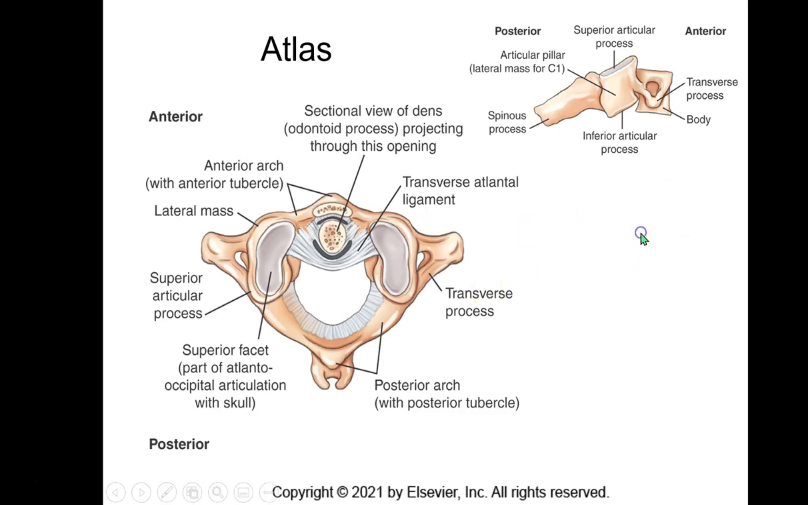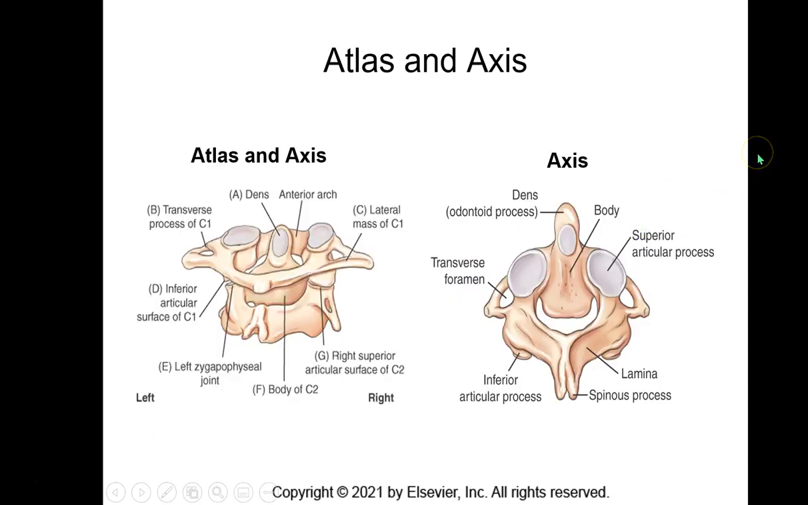Okay, next, let's talk about the axis. So looking at C2, we call C2 the axis. It's important to first begin with the dens. So you can see here is C1 on top of C2. So let's look at C2 by itself, and we're going to start with the dens. The dens is also called the odontoid process. You'll hear that term interchanged pretty frequently.